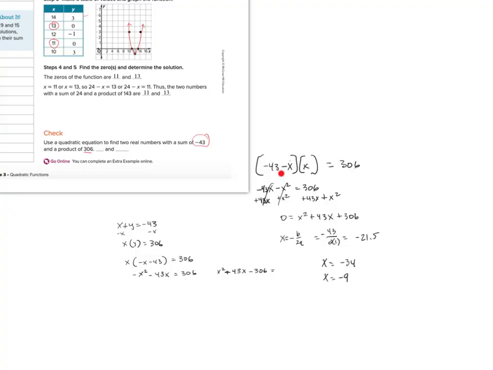So negative 43 minus some number times that number is equal to 306. Then when I go ahead and move everything over to one side, I find out that x squared plus 43x plus 306. Do my inverse operations, I can find the value of my vertex, and then when I put it into the graphing calculator, I can see that x is negative 34 and x is negative 9, and those would be my 2 numbers that sum to negative 43 and multiply to 306.